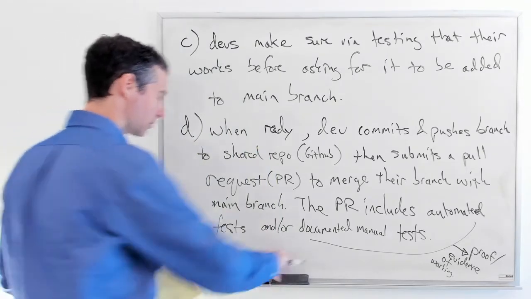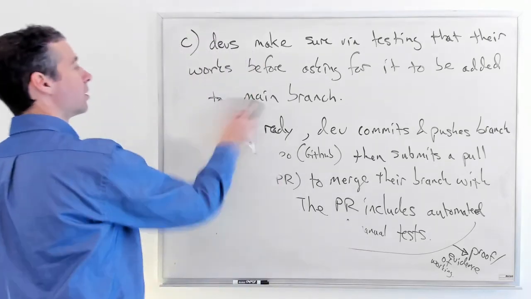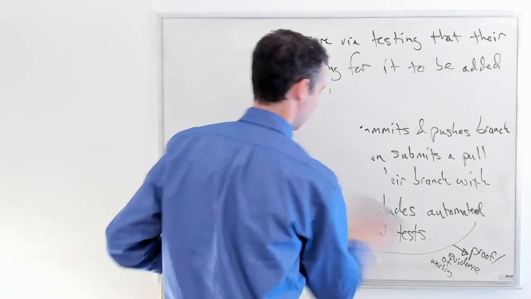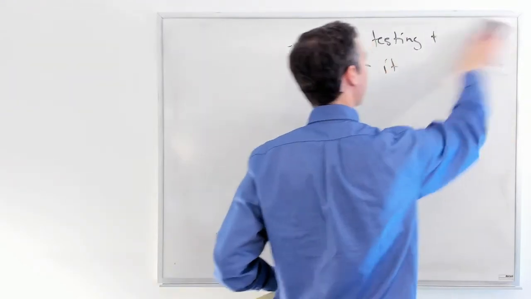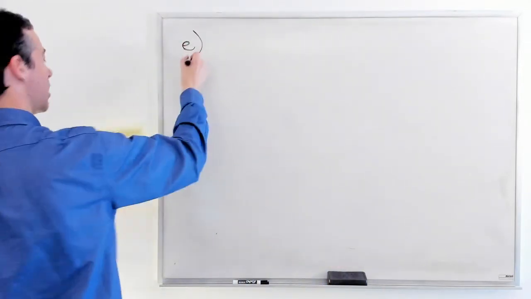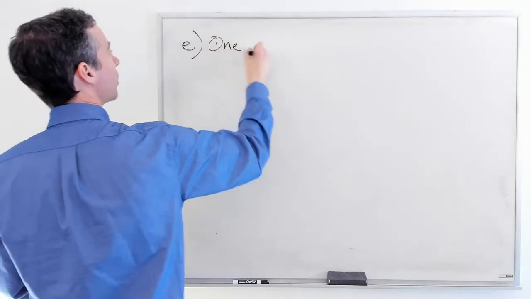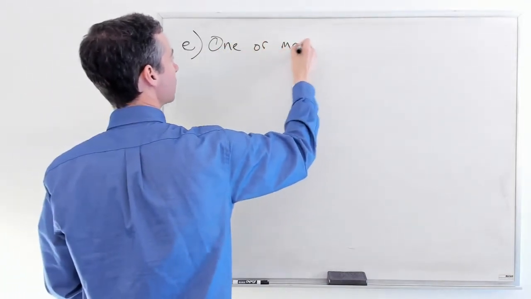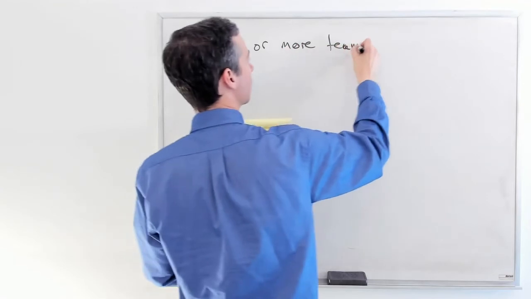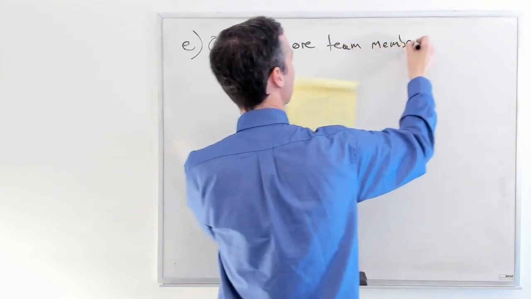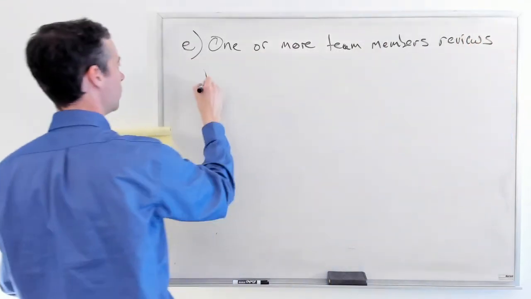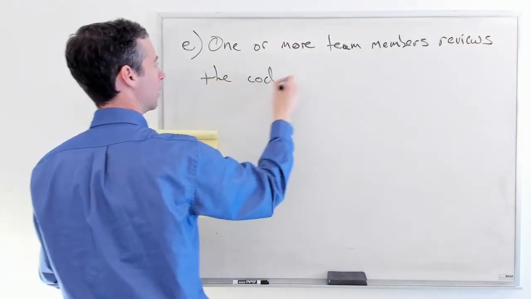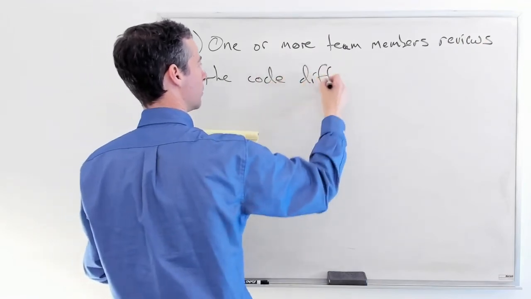All right, so great. We submit that request. It's waiting. Now we need someone on the team to evaluate our work. Okay, so our process now includes that one or more members review the code, and we'll call it the diff.